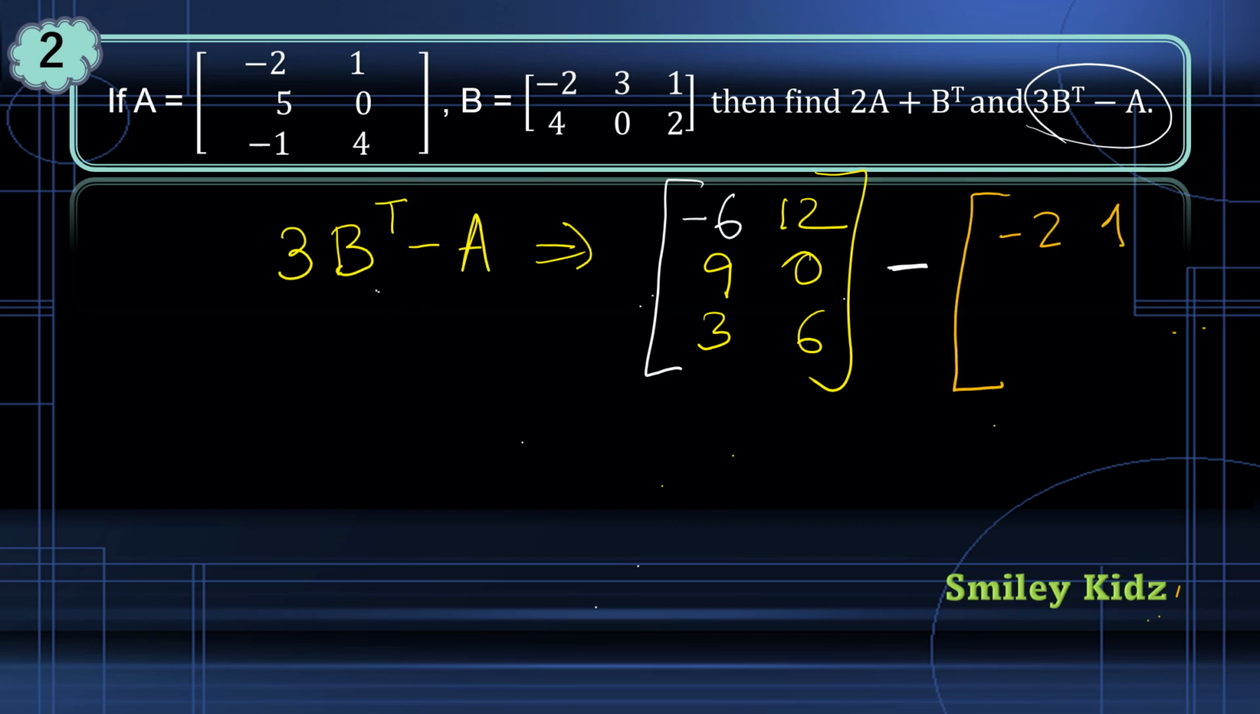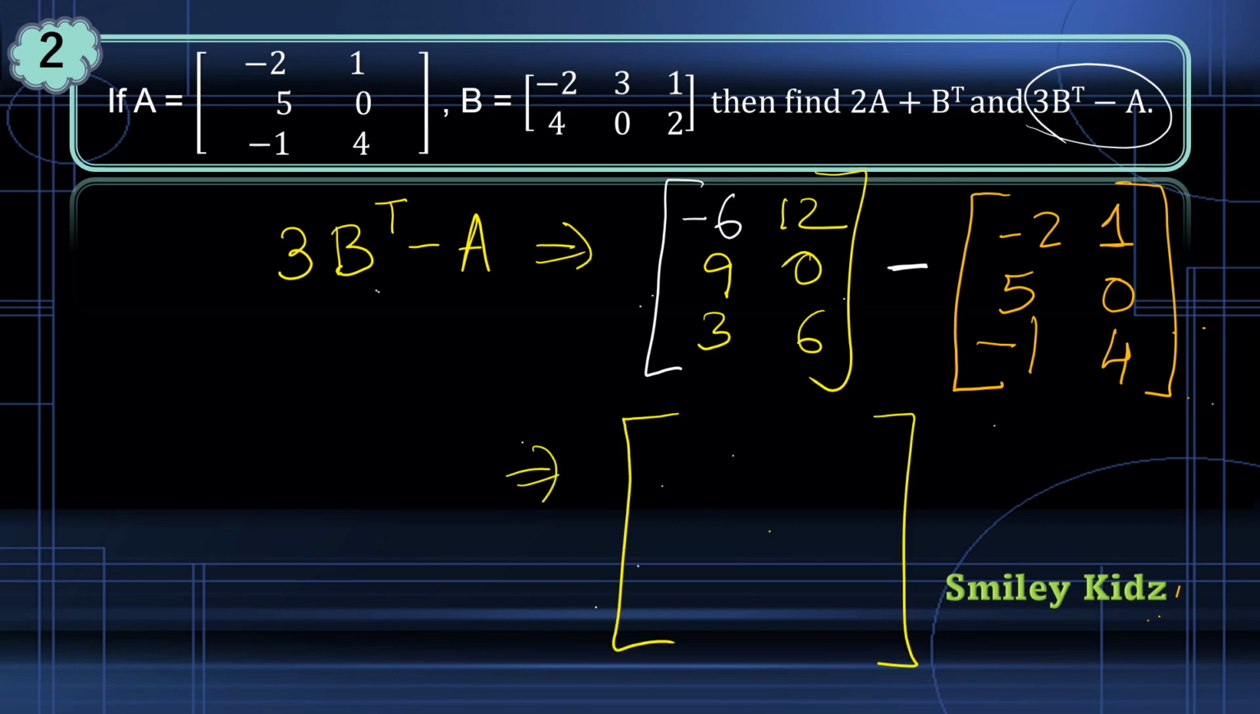Minus 2, 1, 5, 0, minus 1, 4. Now subtract their corresponding elements. What is that going to be? Minus 6 minus of minus 2. That will be minus 6 plus 2. That is minus 4. Alright.